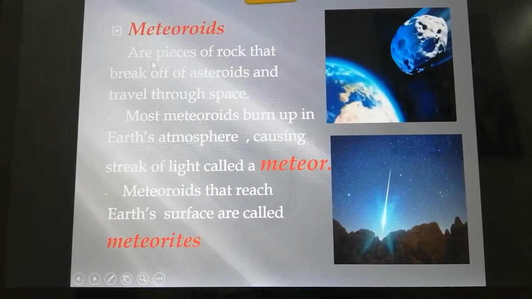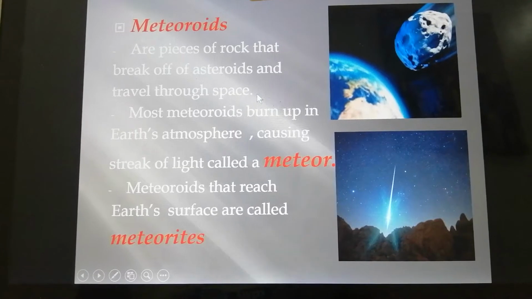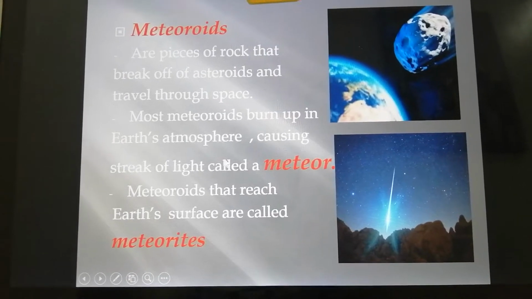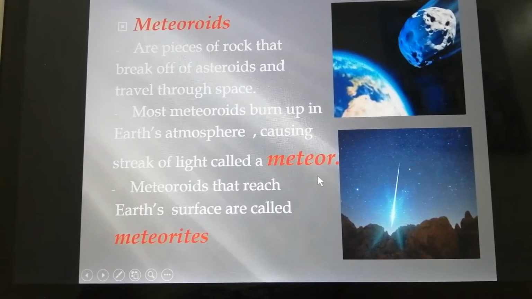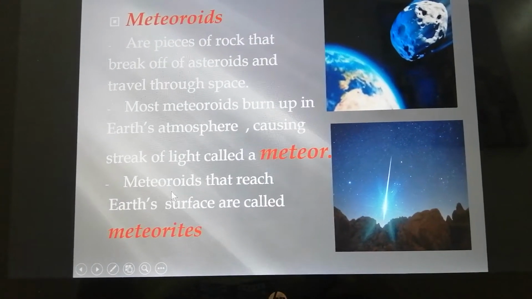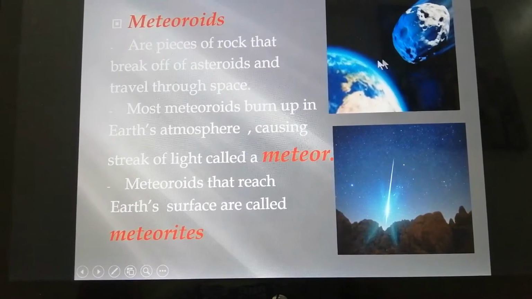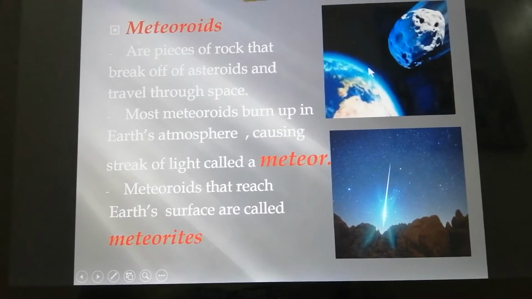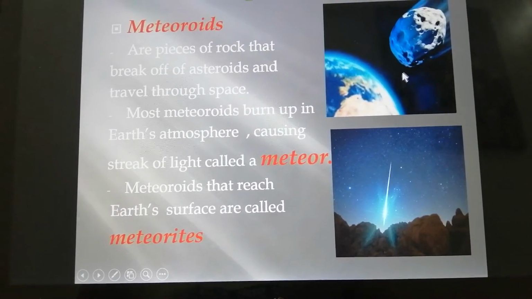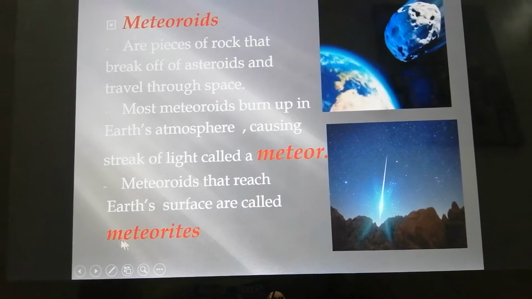What about the meteoroids? They are pieces of rock that break off of the asteroids and travel through space. So they are from the asteroids. Most meteoroids burn up in the Earth's atmosphere. We see it as a streak of light called a meteor. You know the shooting star that we always see? This is the meteor. They are burnt before they reach the surface of the Earth, and we just see a streak of light. But the meteoroids that pass the Earth's atmosphere and reach the Earth are called meteorites.